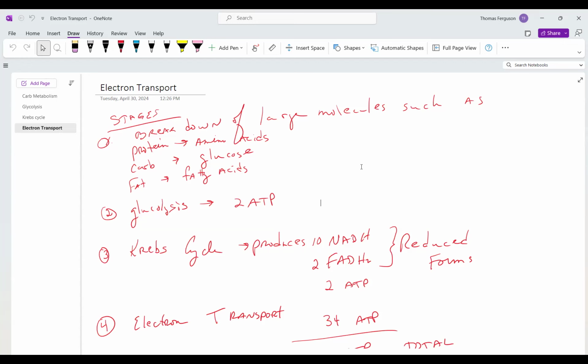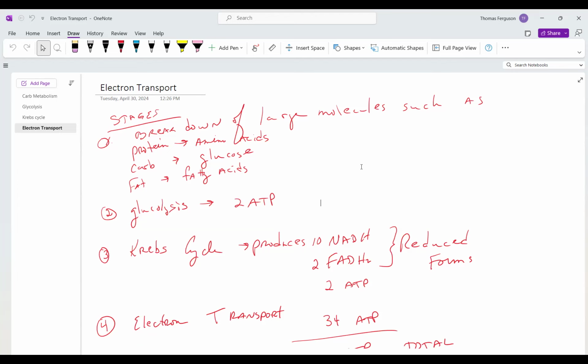Then the Krebs cycle, its main benefit is it produces the NADH and the FADH2 coenzymes. It also produces 2 ATP. Because now the coenzymes, the FADH2 and the NADH, feed into electron transport.